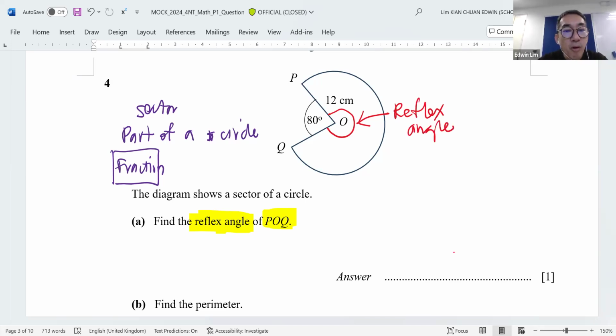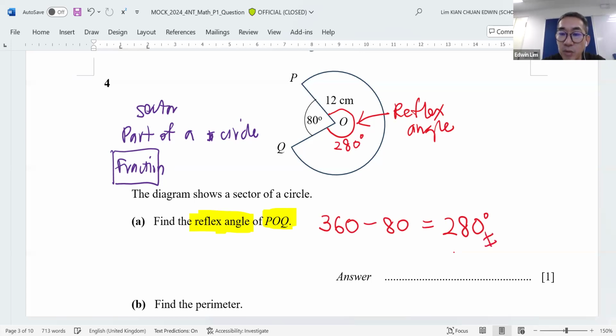So 4A, reflex angle of POQ. One whole circle is 360. If I minus away 80 degrees, I'm actually left with 280 degrees. So this Pac-Man symbol is actually 280 degrees. This is the answer for 4A.